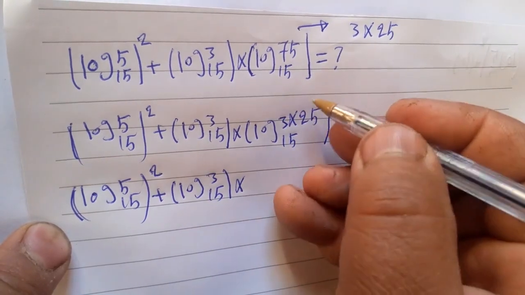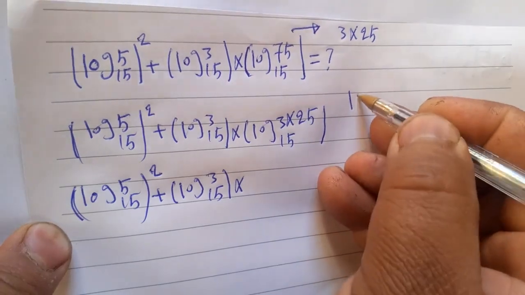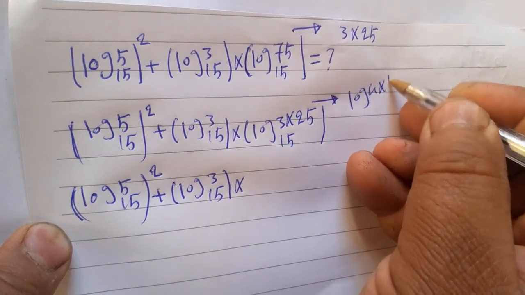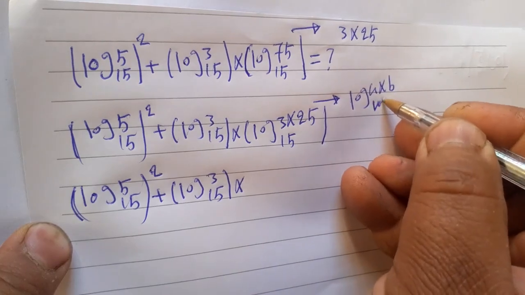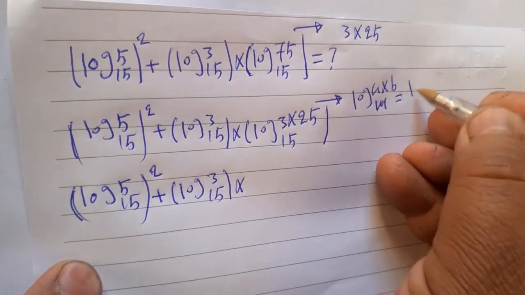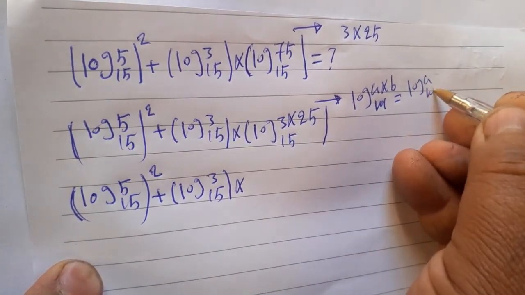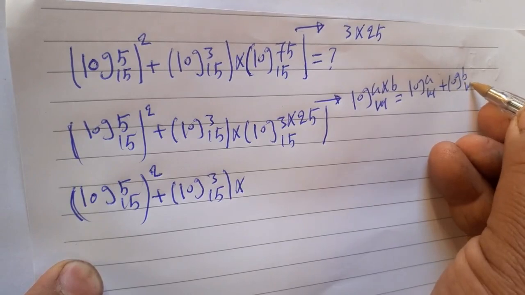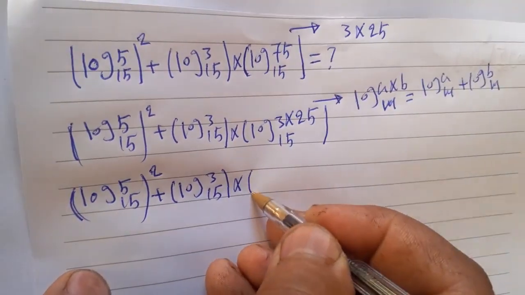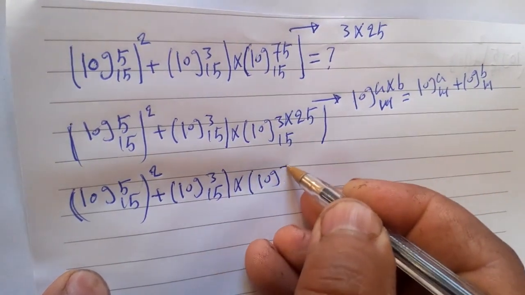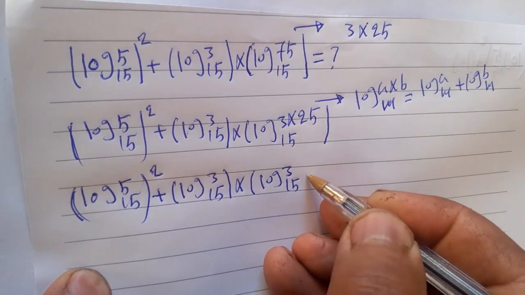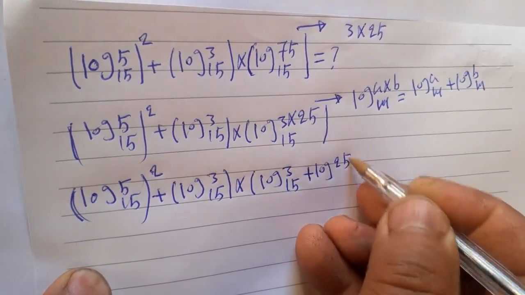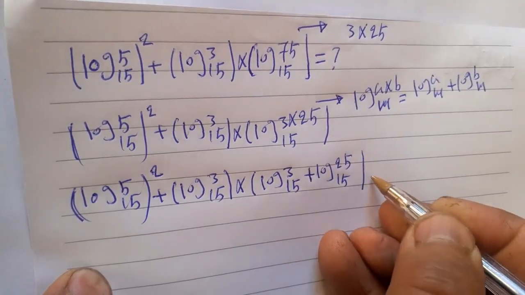This is similar to this rule: log of a times b base m equals log a base m plus log b base m. Right, log 3 base 15 plus log 25 base 15.